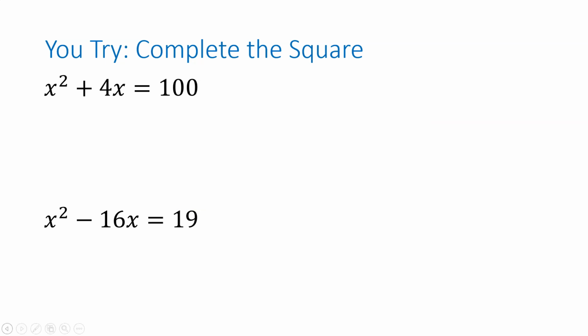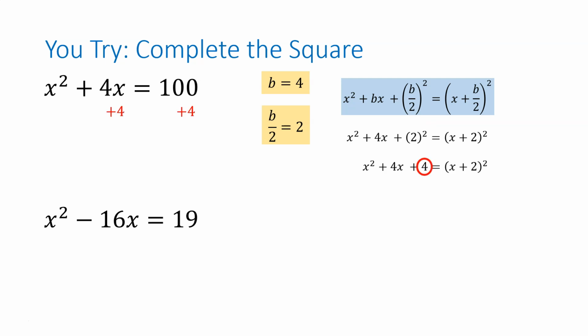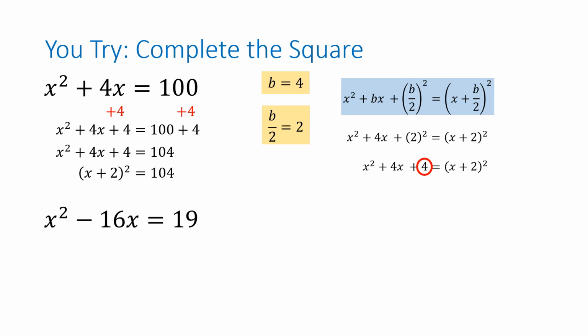For the first problem, we plug b and b over 2 into our perfect square pattern. From the result, we see that we need to add 4 to complete the square. We add 4 to both sides of the equation, evaluate the right-hand side, and then write the left-hand side as a perfect square. We get the equation x plus 2 in parentheses squared equals 104.